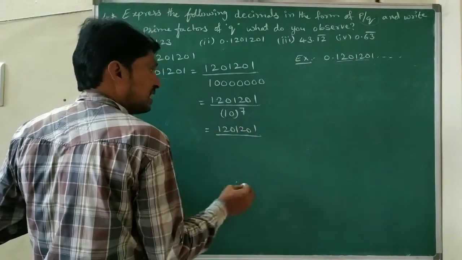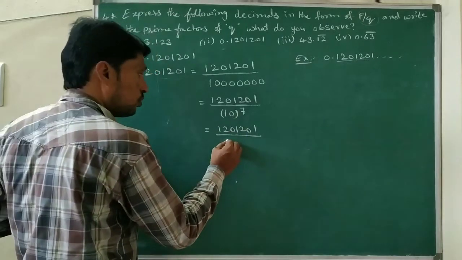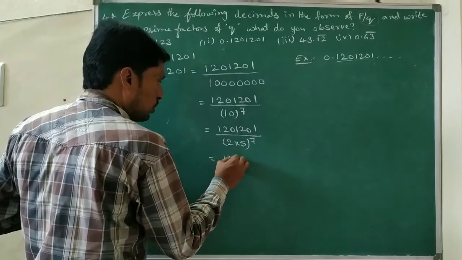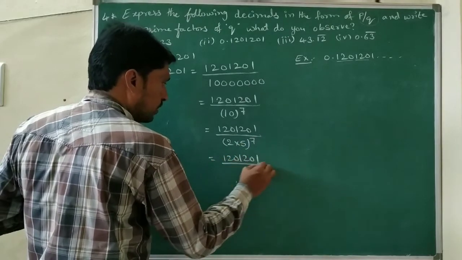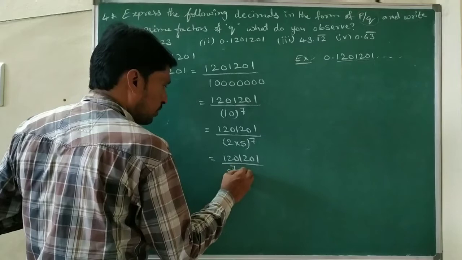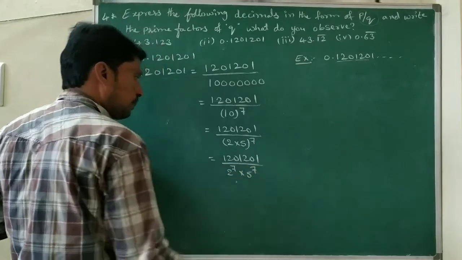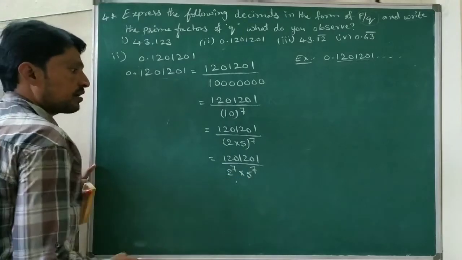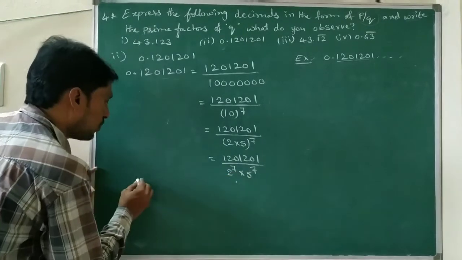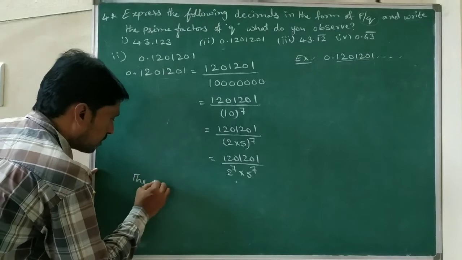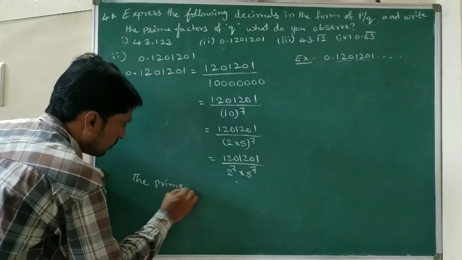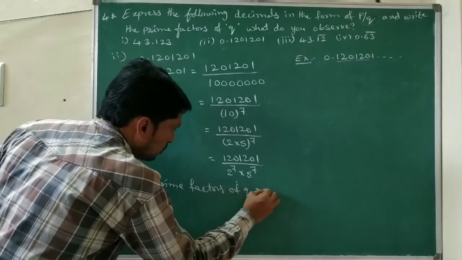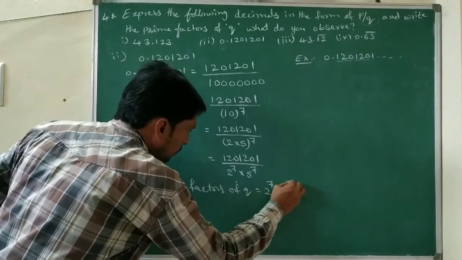120,120,1 by 10. The prime factors of 10 is (2 into 5) whole power 7, that equals 120,120,1 by 2 power 7 into 5 power 7. So what are the prime factors of Q? The prime factors of Q equal 2 power 7 into 5 power 7.